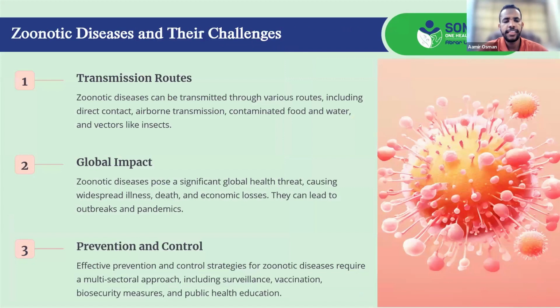When it comes to zoonotic disease, there are many challenges. So it's crucial to understand the challenges they present. Here we discuss just three challenges. The first one is the transmission route. Zoonotic disease can spread through various means, including direct contact with an infected or sick animal, airborne particles, contaminated food and water, and through insect vectors like ticks, tsetse flies, and mosquitoes. So understanding these routes is essential to effective prevention and control.